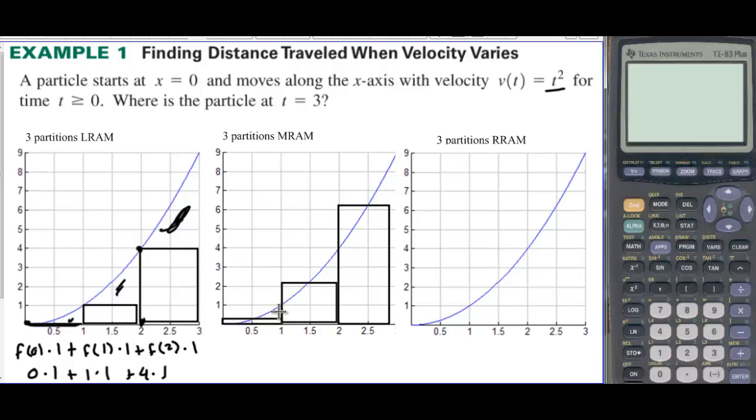Well, this one has a little bit of area missing, but it has some extra area. A little missing here and a little extra above the curve. And so this one's going to be a decent approximation of the actual area under the curve.